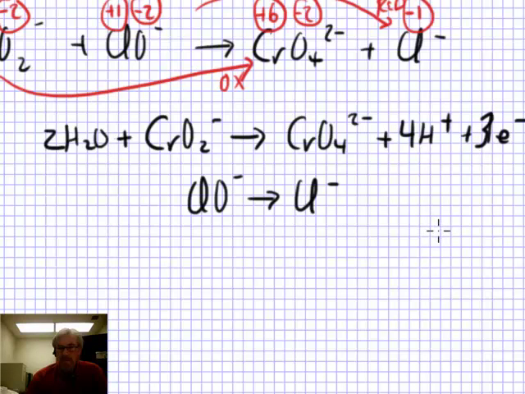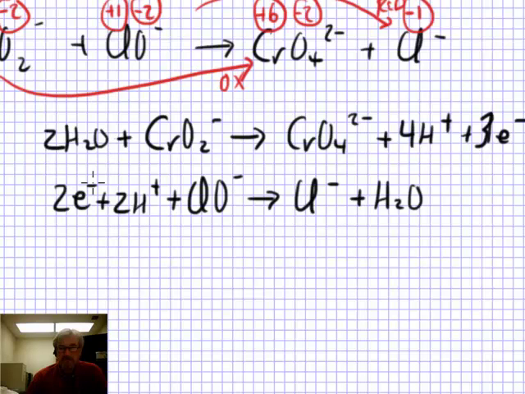Moving to the second half reaction, chlorine's already balanced. I have 1 O on the left, none on the right, so I'll add water to balance that. And that gives me 2 H's that I don't have on the left, so I'll add 2 H plus on the left. The right-hand side is 1 minus. The left-hand side is 2 pluses and a minus, so that's 1 plus.